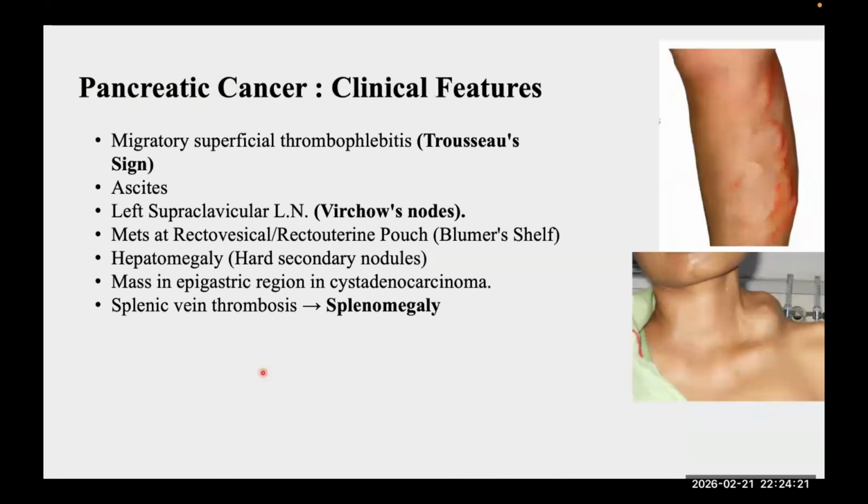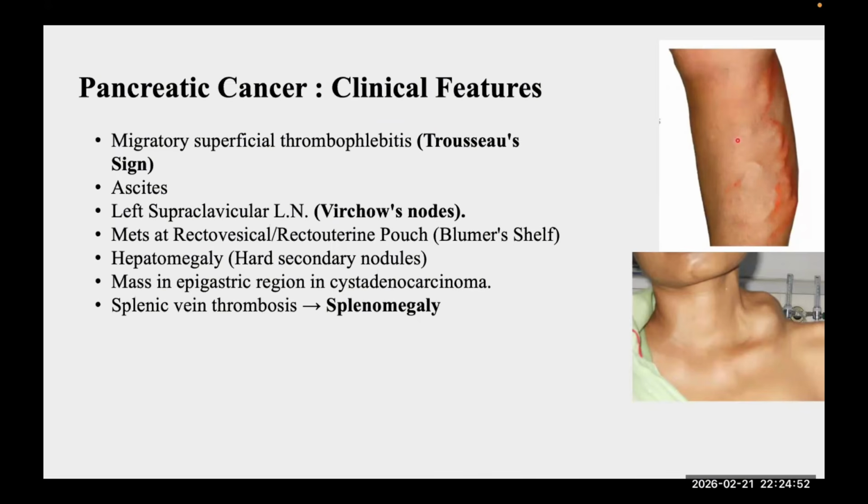Now, there are certain clinical features that we see. So migratory superficial thrombophlebitis, or Trousseau sign, which is here in this picture, is basically inflammation of the superficial blood vessels, and it's very characteristic or suggestive of pancreatic cancer because of the procoagulant state associated with any cancer, especially pancreatic. So remember that this is associated with pancreatic cancer.